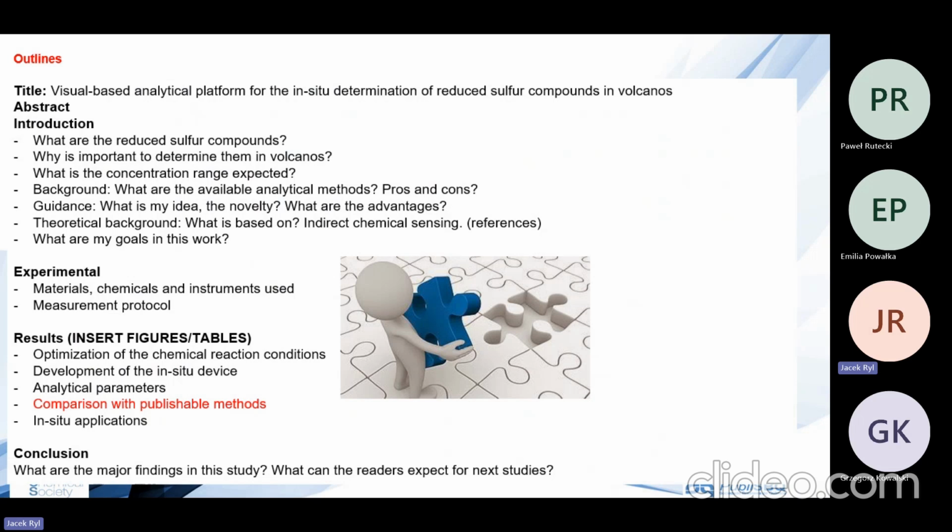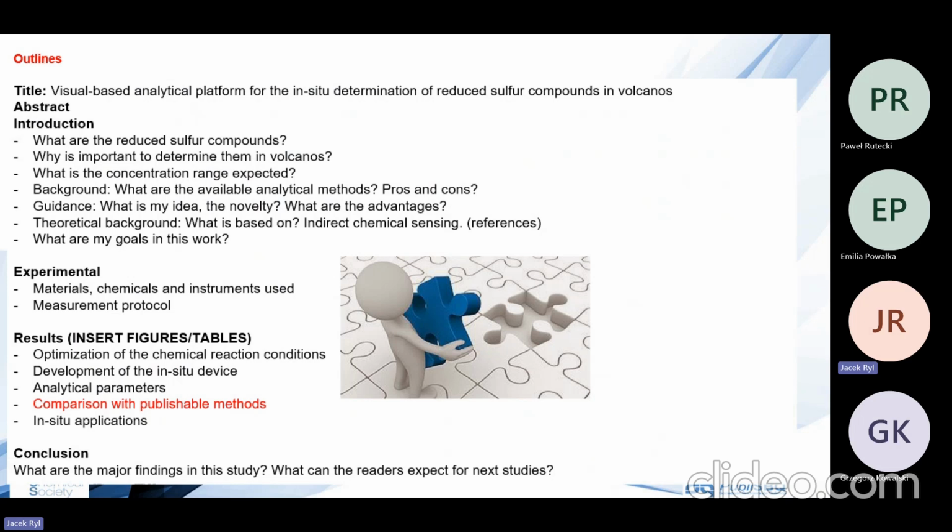and a theoretical background, which is based on indirect chemical sensing, and to show references for all of these topics. So this is just a guide for thinking about how to write the introduction, right? So the experimental: materials, chemicals, instrumentation. This is very common in every paper, so this does not change very much. And the results: optimization of chemical reaction conditions, development of the in situ device, analytical parameters. This is very important: comparison with published methods.